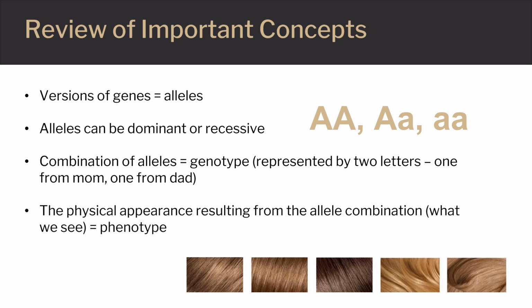The physical appearance that results from the genotype is known as the phenotype. In our example, since capital A denotes brown and brown is dominant over blonde, which is denoted by lowercase a, a person with a capital A, capital A genotype will have a brown phenotype. A person with a capital A, lowercase a genotype will also have a brown phenotype. Only the person with a lowercase a, lowercase a genotype will show the blonde phenotype.